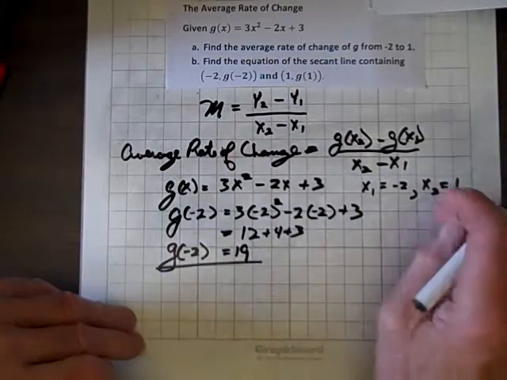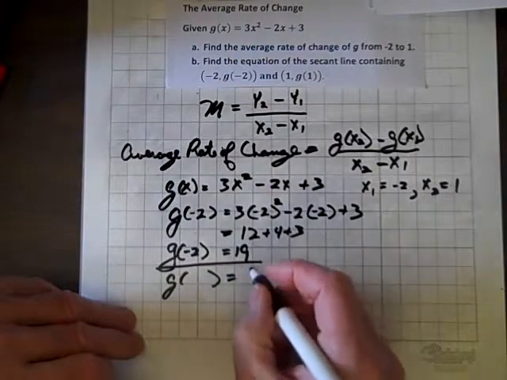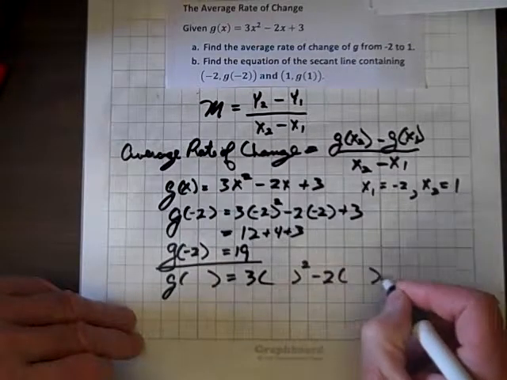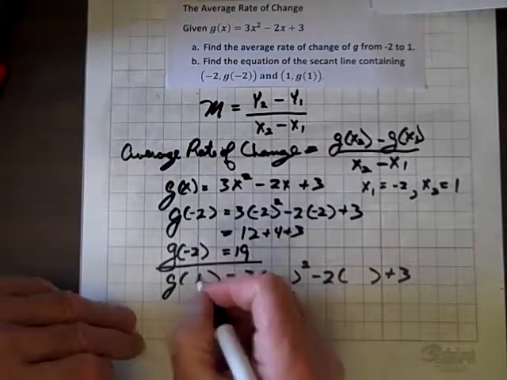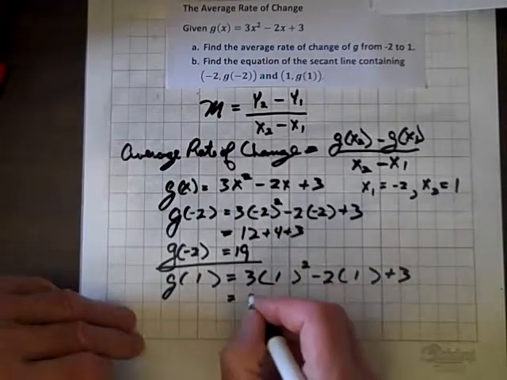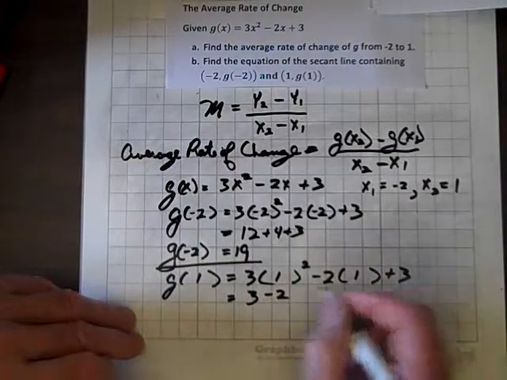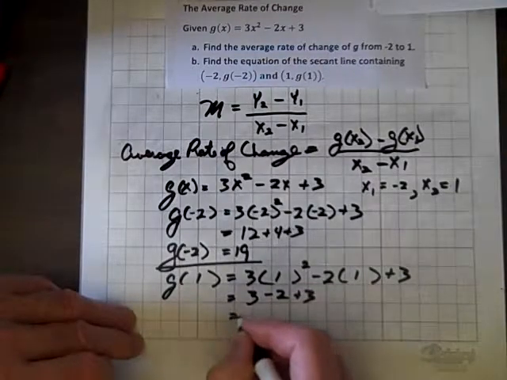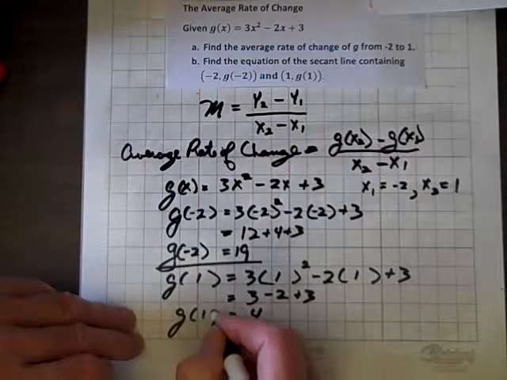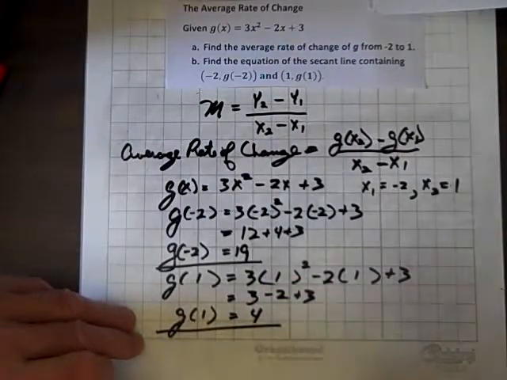Our next task is to compute g of 1. So g of whatever equals 3 times whatever squared minus 2 times whatever plus 3. If I put a 1 here, I have to put a 1 here and a 1 there. So 1 squared is 1, 3 times 1 is 3, minus 2 times 1 is minus 2, and plus 3, and this equals 6 minus 2 is 4. So g of 1 equals 4, and we have our second y.